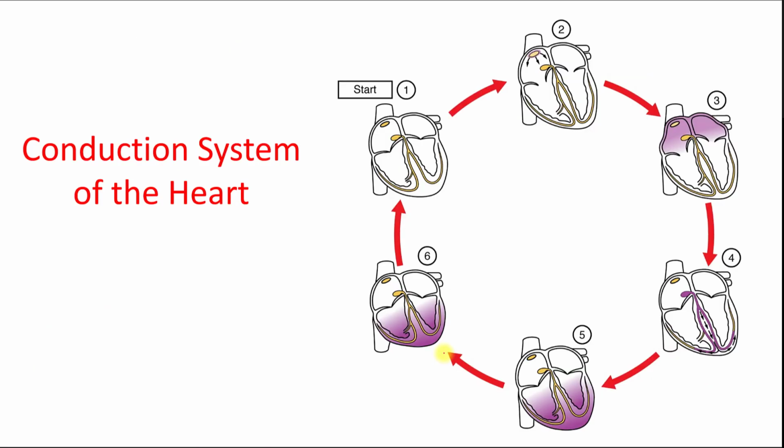So this is what this map will show you: the action potential in purple, and where the depolarization and repolarization is happening through the heart muscle. And this is a cycle, okay? Once it starts, it ends, and then it starts again.